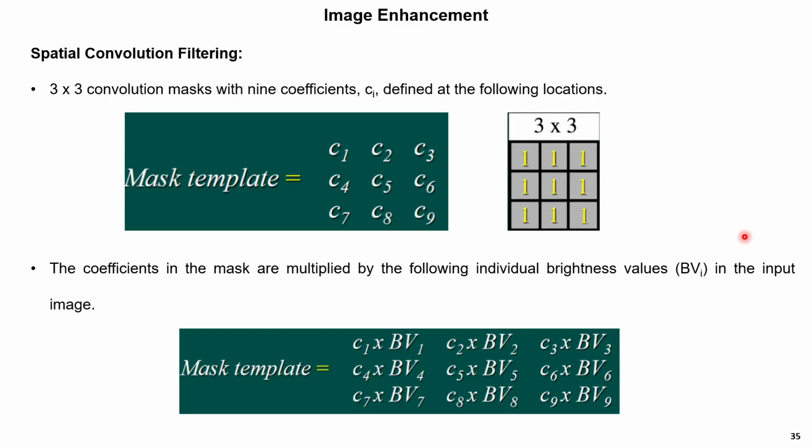Okay. So in convolution filtering, we'll be discussing the 3 by 3 filters. This is the structure of a 3 by 3 filter, and you have C1 to C9 coefficients. To find out the output value after applying your filter, it is just a multiplication of C1 and B1 for this particular filter. It is just a linear filter, just for your understanding.